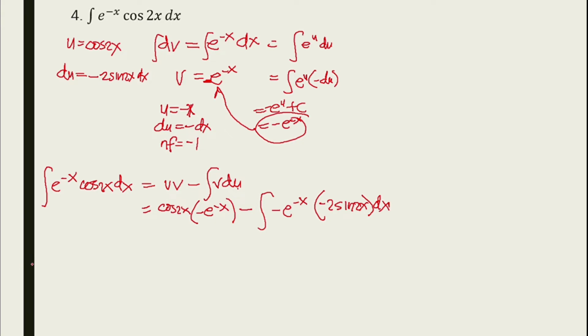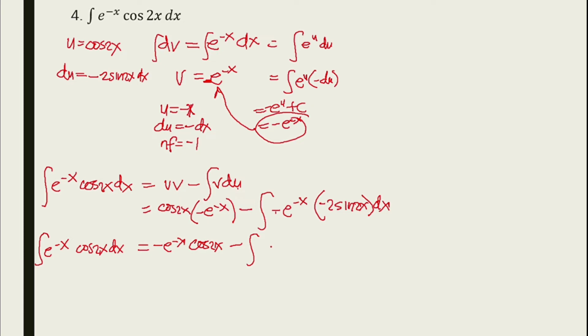So next we have to perform it again. Simplify first: the integral of e raised to negative x cos 2x dx is equal to negative e to the negative x cos 2x minus, and this will become minus the integral of, since negative negative becomes positive.